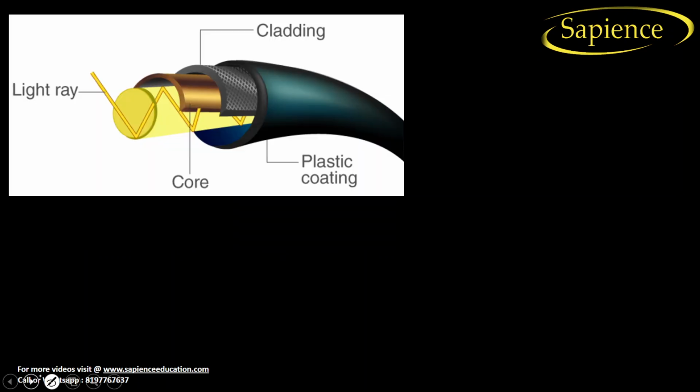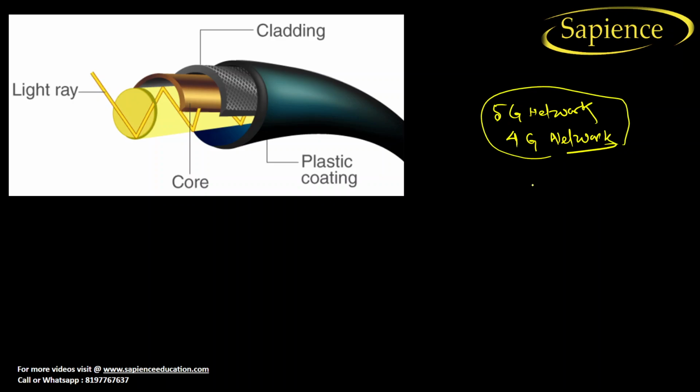Now let us go to the next application, which is known as the optical fiber application. You have seen that in our homes there is a 5G network or 4G network, any network where we transfer data, internet and all. Optical fiber is generally used so that the speed of data transfer can be increased. So what is the application of the optical fiber?